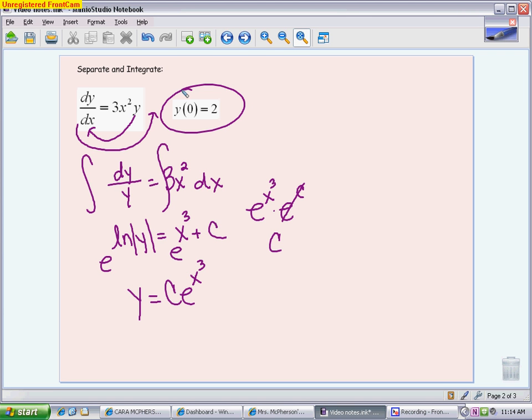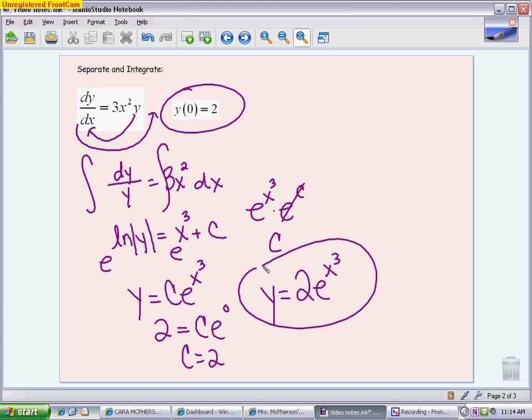But to go that one step further and find c, I need to plug 0 in for x and 2 in for y, so 2 equals c e to the 0 power. e to the 0 power is 1, so that means c is 2. So my final answer, my particular solution, is 2 e to the x cubed. Once you find that c value, please put it back in so you have that particular solution that no longer has a generic constant in it.